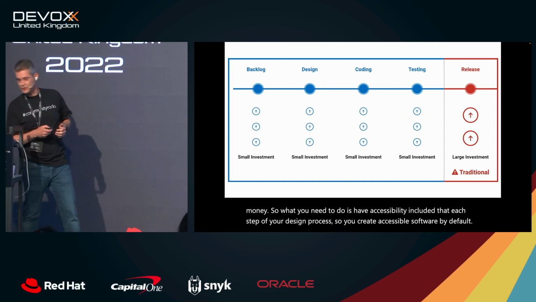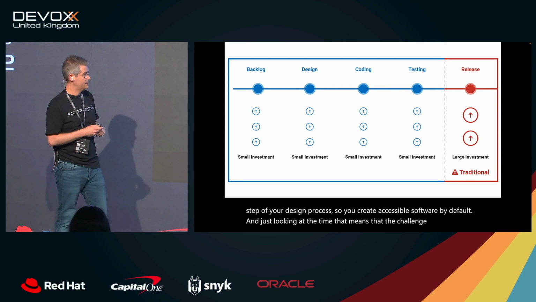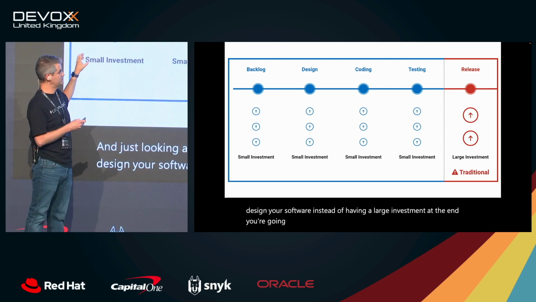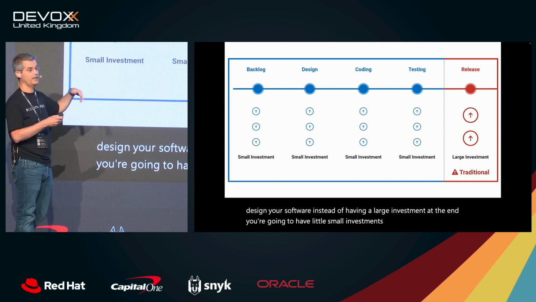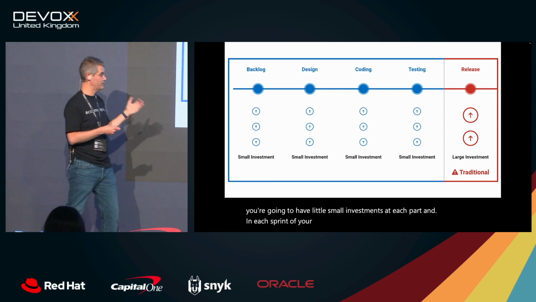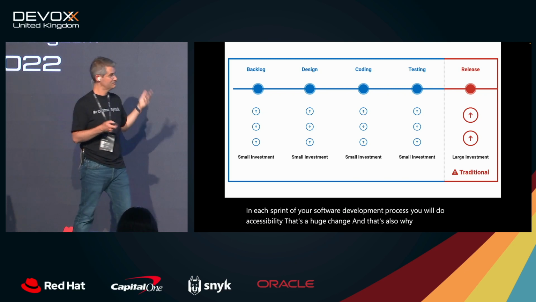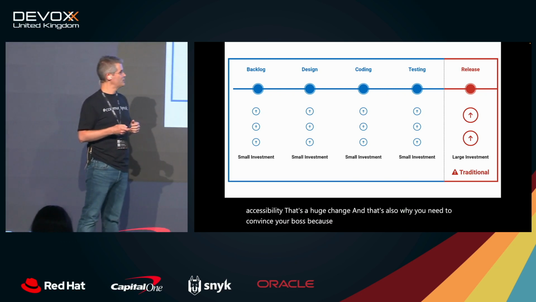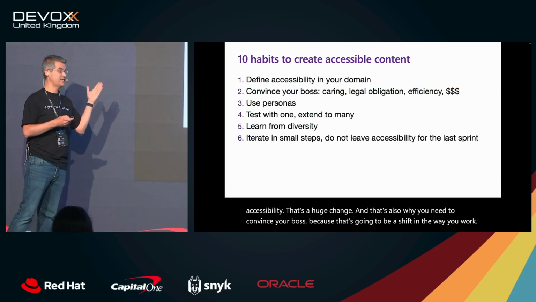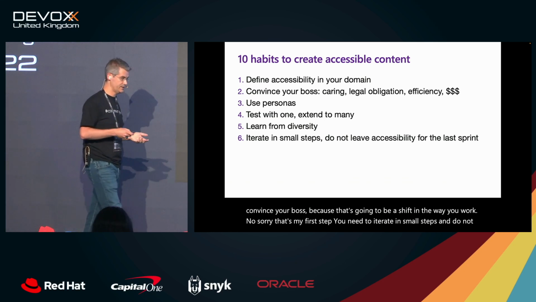And just looking at the time, that means a change in the way you design your software. Instead of having a large investment at the end, you're going to have small investments at each part. And in each sprint of your software development process, you will do accessibility. And that's a huge change, and that's also why you need to convince your boss, because, well, that's going to be a shift in the way you work. Now, sorry, that's my sixth step. You need to iterate in small steps and do not leave accessibility for the end.